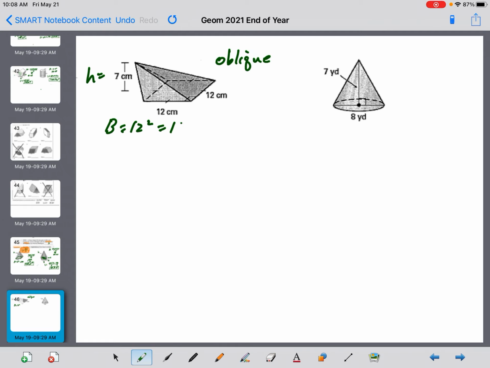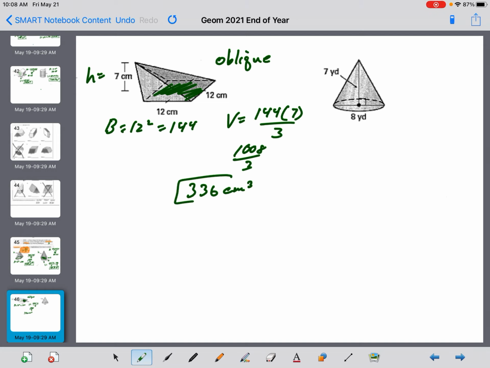Base area is just going to be 12 squared, which is 144. Volume is going to be 144 times 7 divided by 3. So you still get the base area, multiply by the height, and divide by 3. 144 times 7 is about 1,008, divided by 3 is 336 centimeters cubed. All right, last one's a cone.